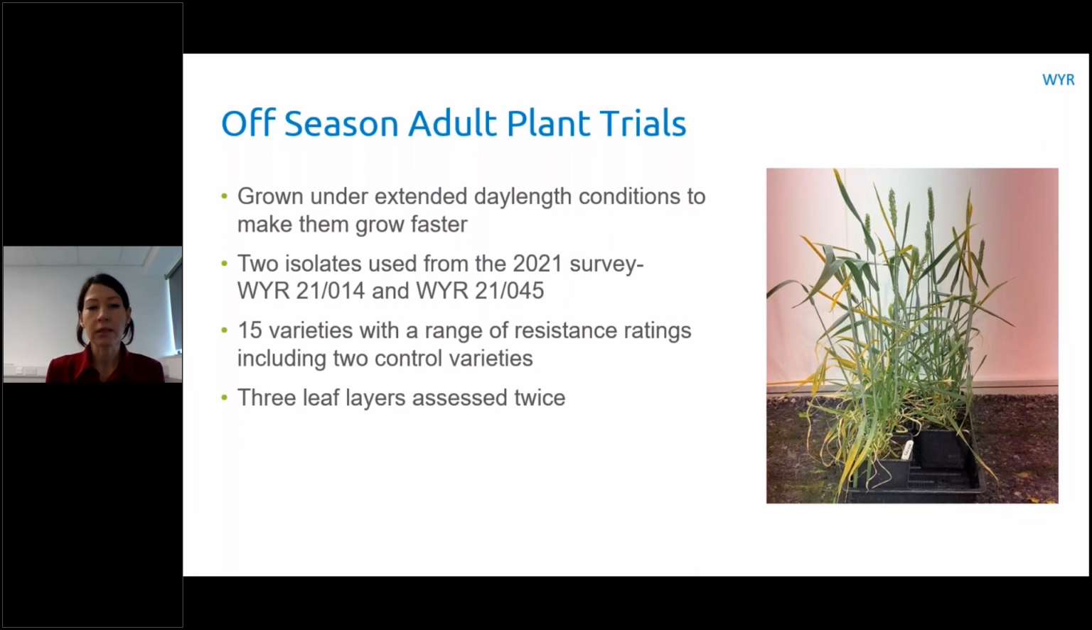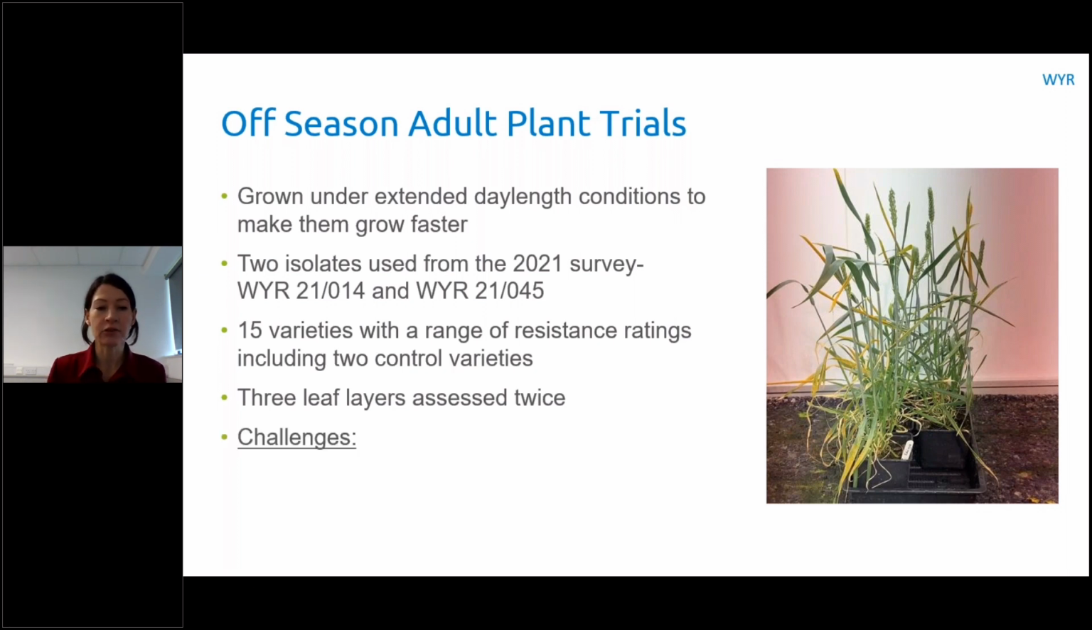We picked 2 isolates from the 2021 survey, 2114 and 21045. And we chose 15 varieties with a range of resistance ratings, including 2 control varieties. Because these weren't plots, they were individual plants, I assessed them on leaf layers. So I did 3 leaf layers, and I assessed them twice.